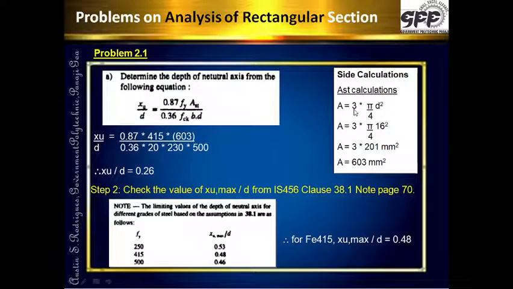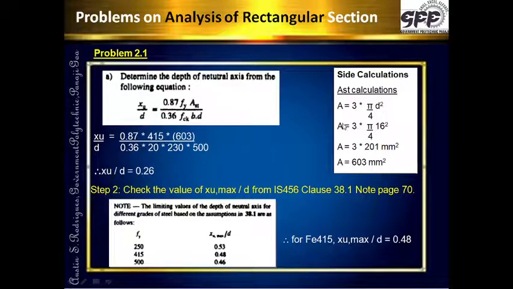Area of 3 bars of circular cross section. The area of a circle is pi d square upon 4. So area is equal to 3 into pi d square upon 4. The diameter of the bar is 16, so 3 into pi into 16 square upon 4. The area comes to 3 multiplied by 1 bar, which is 201 mm square. So total area AST comes to 603 mm square. So this value 603 has been substituted for AST.